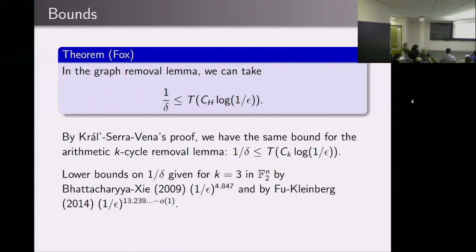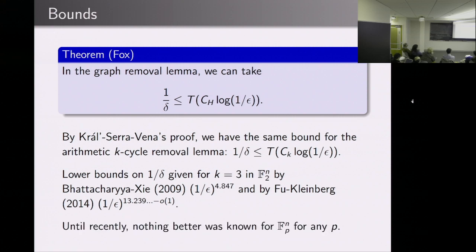So what do we have in terms of lower bounds? For k equals 3, Bhattacharya and Shi gave a polynomial lower bound on 1 over delta, so it's 1 over epsilon to some power, roughly 4.847. Then this was improved a few years later by Fu and Kleinberg to 1 over epsilon to roughly 13.239. This is all in F2 to the n, and k equals 3, this special case. And until recently, this was kind of the state of the art.